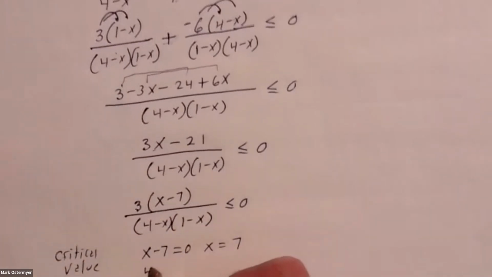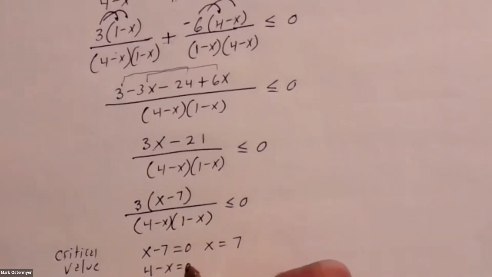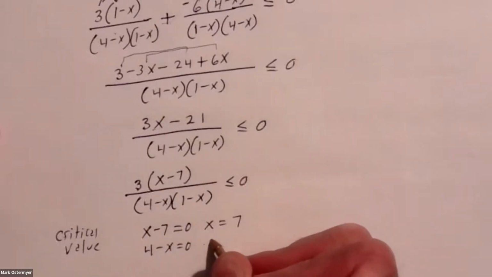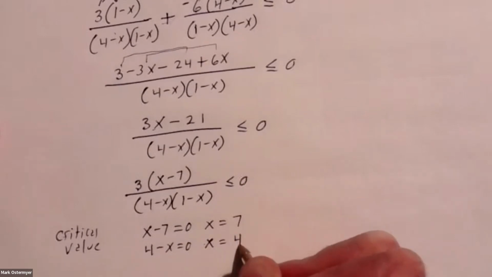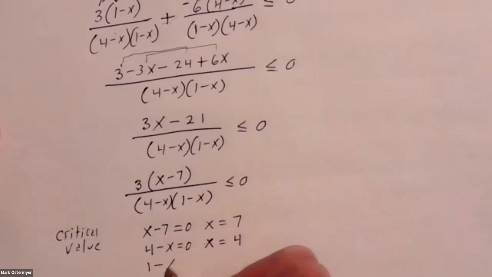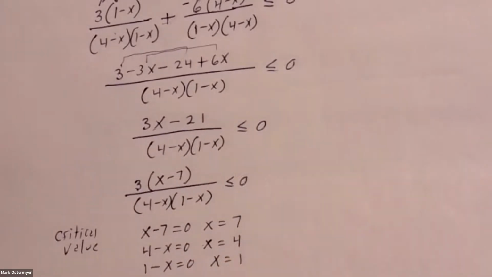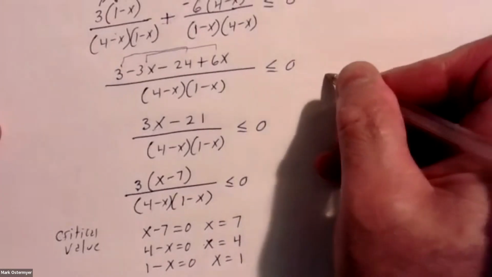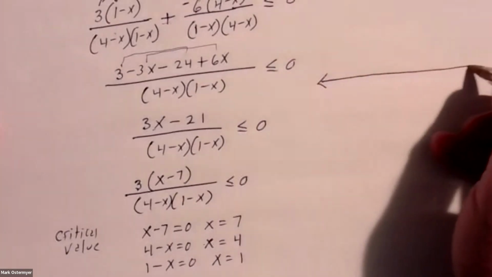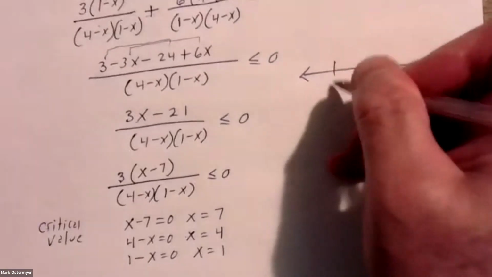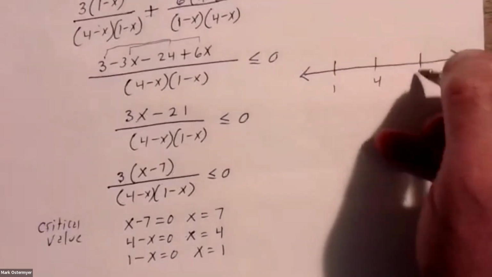Take 4 minus x in the denominator, set it equal to 0, solve for x. I'll add x to both sides. And this implies then that x would be equal to 4. There's another critical value. 1 minus x, set it equal to 0, add x to both sides, and we get another 0 as being 1. So these are our critical values. They are going to partition my number line up into different intervals that need to be tested out with the rational inequality. So I got 1, 4, and 7.